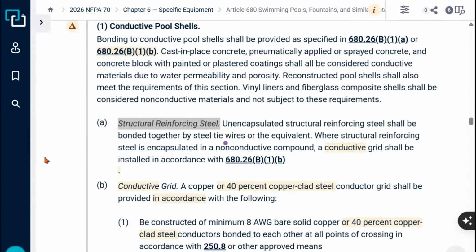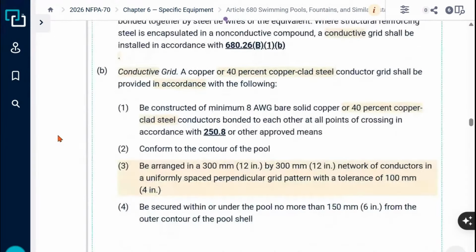But good news: if it is structural or reinforcing steel, you're good to go. If not, copper grid, and again, it shows you how to lay it out and everything.